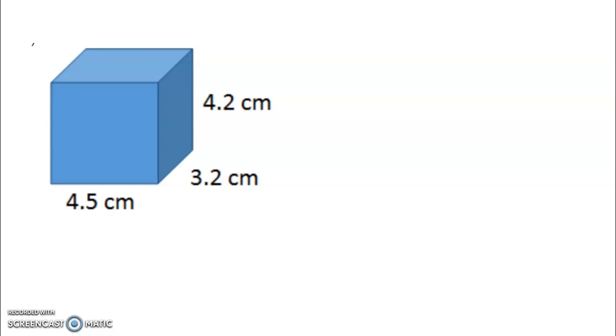All right, so we're going to find the volume of this rectangular prism. And volume of a rectangular prism is length times width times height. We've got 3 different numbers. They all have decimals, so this is going to take a bit of time.